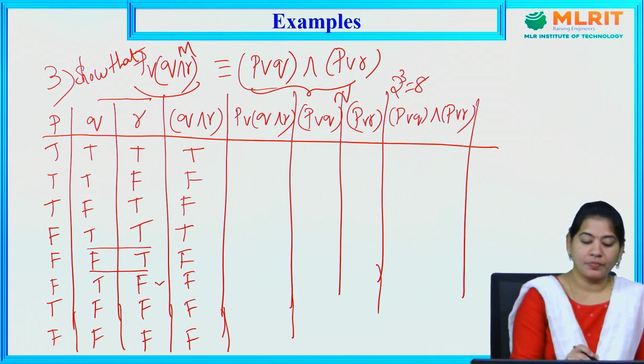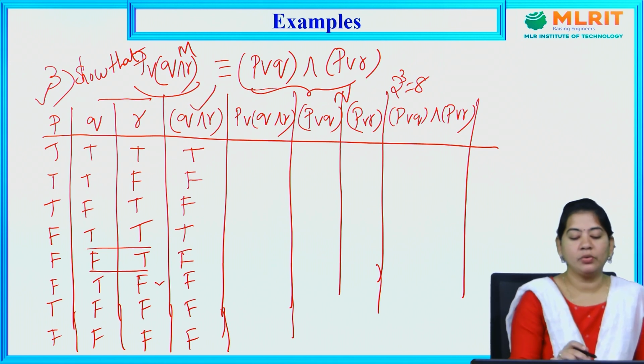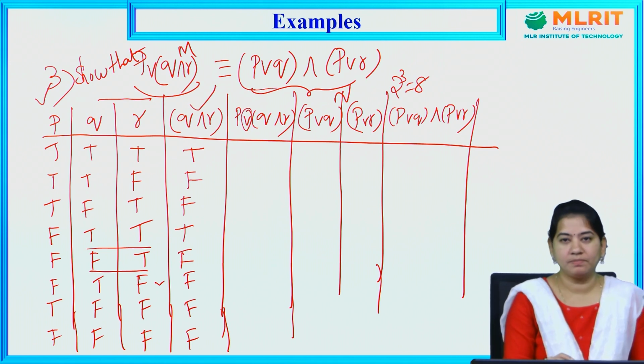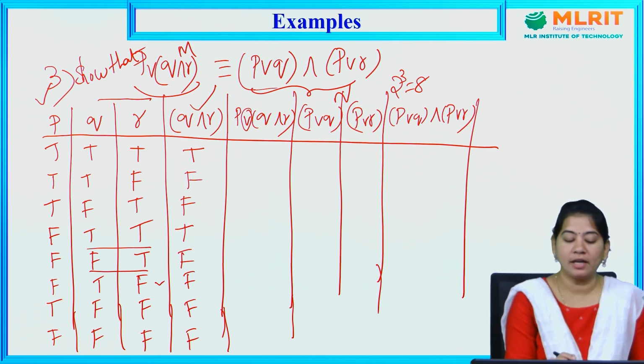Next here, P or (Q and R). Means for Q and R, you need to apply the conjunction. So for the disjunction, even if one statement is true, the resultant truth value will be true.